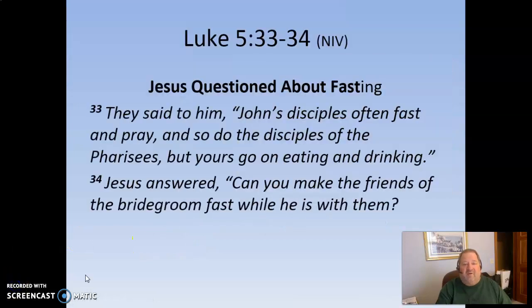Jesus was a master of asking good questions, and I want to share a passage from Luke 5:33-34. They said to him, "John's disciples often fast and pray, and so do the disciples of the Pharisees, but yours go on eating and drinking." Jesus answered with a question, "Can you make the friends of the bridegroom fast while he is with them?" In other words, he made them think, and really think about what they were asking, by asking a good question.